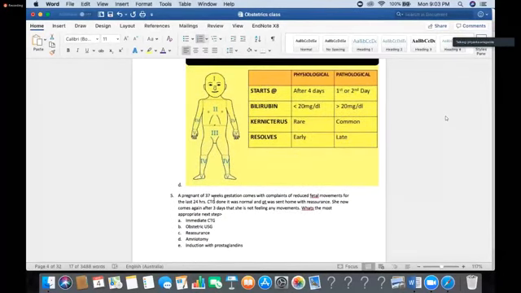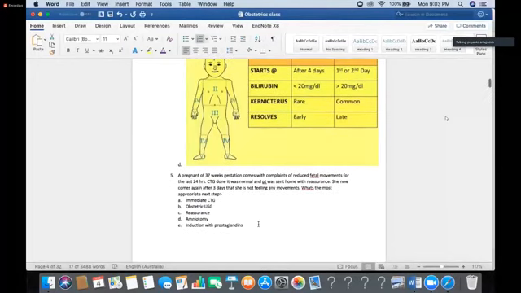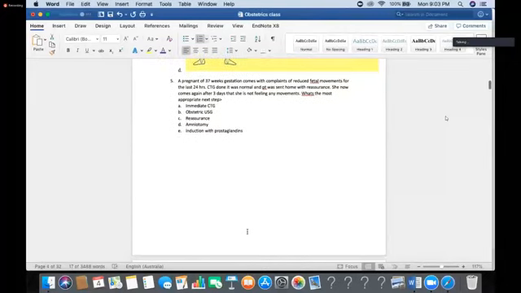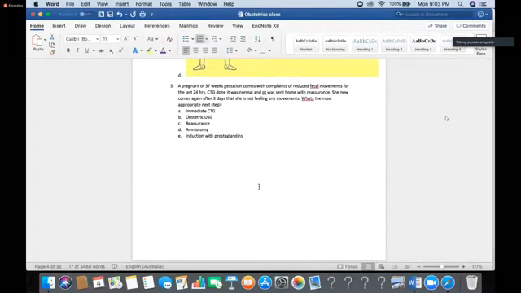A pregnant woman of 37 weeks gestation comes with complaints of reduced fetal movements for the last 24 hours. Now CTG is done, it was normal, and the patient was sent home with reassurance. She now comes again after 3 days saying that she is not feeling any movement. What's the most appropriate next step? So, can anyone tell me the answer for this, please? I want to know what's your understanding for this question.